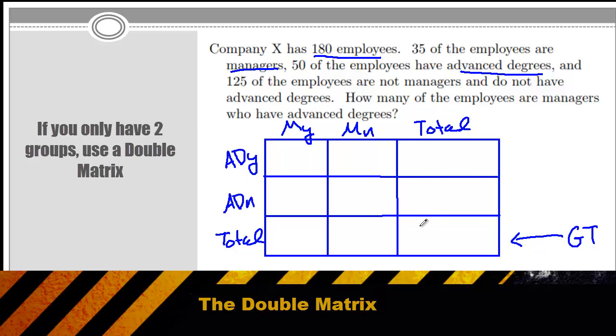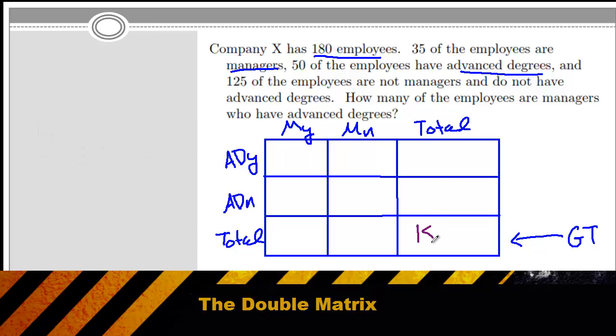They tell me my grand total of employees is 180. And 35 are managers. That's going to go in my total of managers yes down at the bottom. And then 50 of the employees, the total of them, have advanced degrees. So that goes in my advanced degrees yes total. And then 125 of the employees are neither managers nor do they have advanced degrees, so that goes in my middle. And since this is simply an addition table, I can easily fill in the rest.